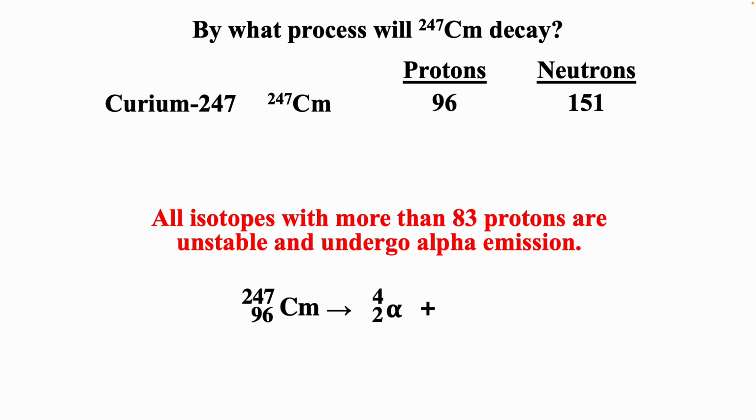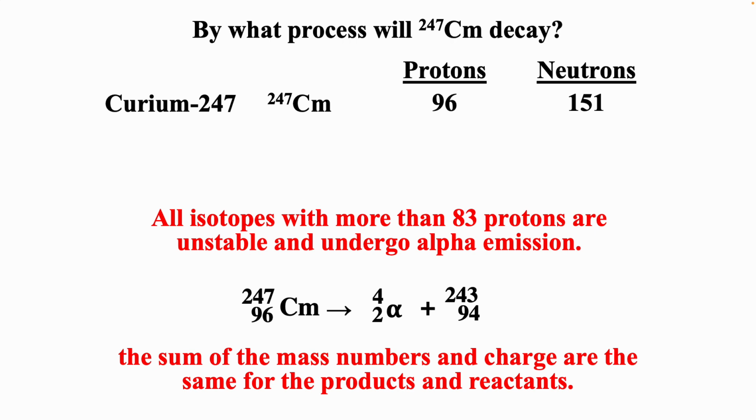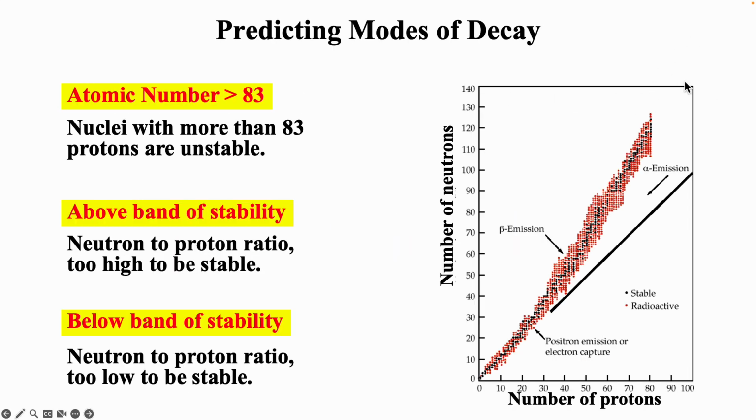If we look at 247 minus 4, that gives us 243. 96 minus 2 gives us 94. And element 94 is plutonium. So if you're up here, you have more than 83 protons, you'll undergo alpha decay. If you're above the band of stability here, it's going to be beta emission. Down here, positron emission or electron capture.